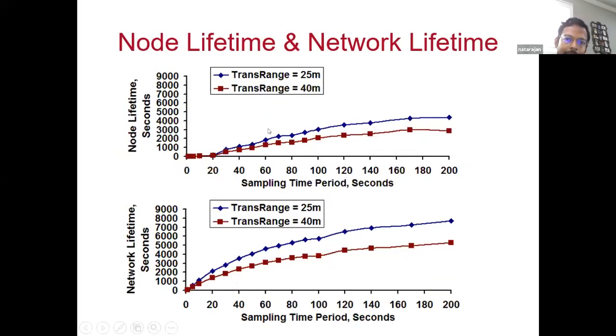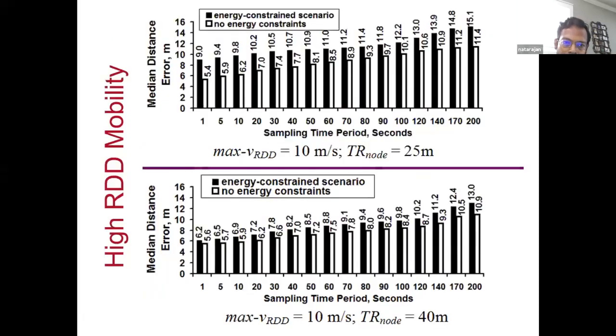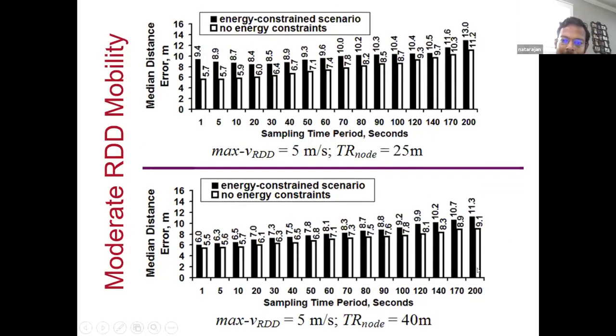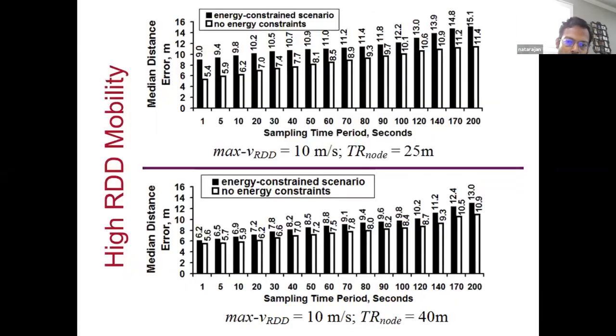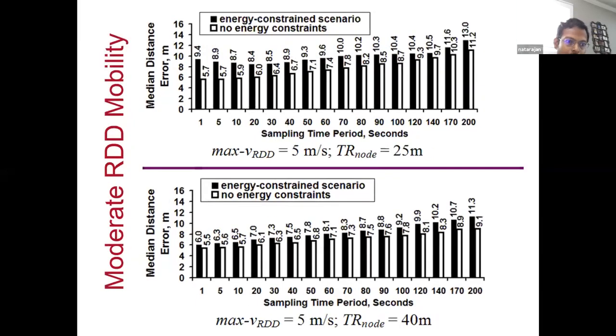And the other parameter, the transmission range. If you operate at the larger transmission range, which is the brown line, you're going to, of course, lose more energy. Whereas with a larger transmission range, as you can see here, the median distance error is going to be slightly smaller compared to operating with a smaller transmission range. So it's another trade-off. And one more trade-off you could also see is the mobility profile.